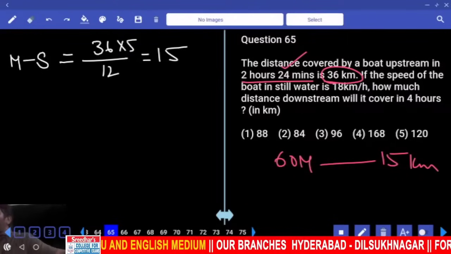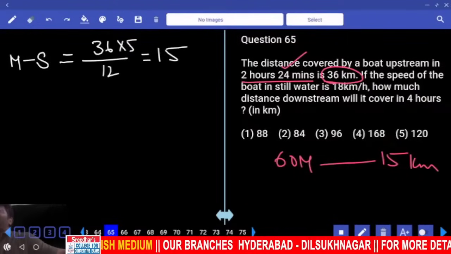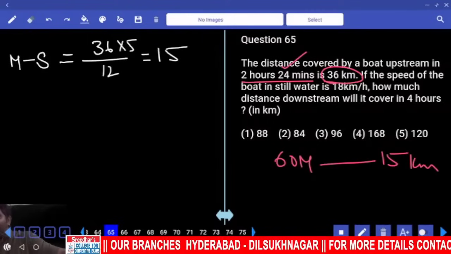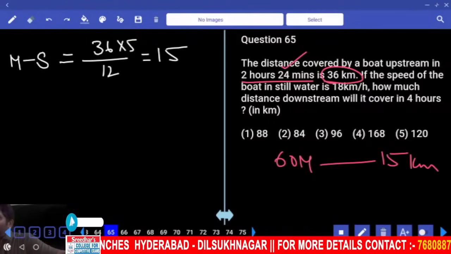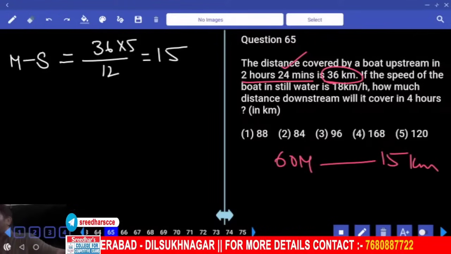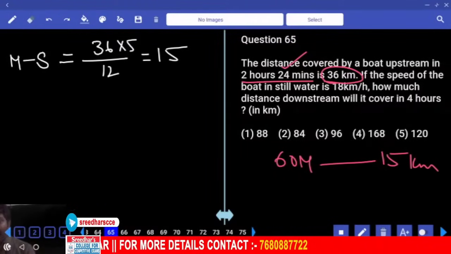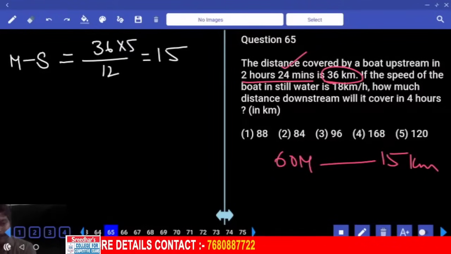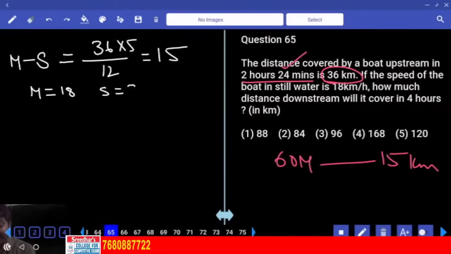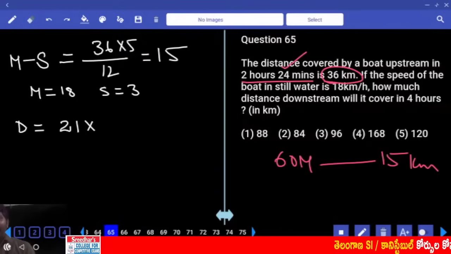Given minutes are 144. And in that particular time, 36 kilometers covered. How are we getting 36 using 144, which is 1/4 of it? So 1/4 of 60 is 15. So m minus s is equal to 15. M is equal to 18. S becomes 3. Now downstream speed becomes m plus s, which is 21. And we need to calculate distance covered in how many hours? 4 hours. Answer 84.